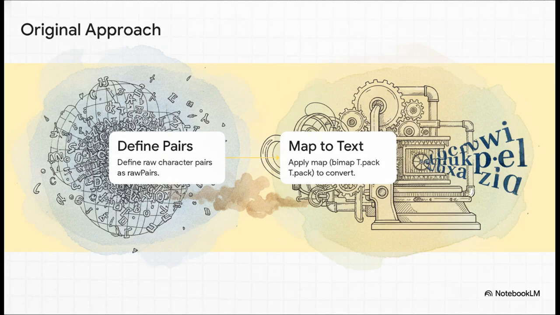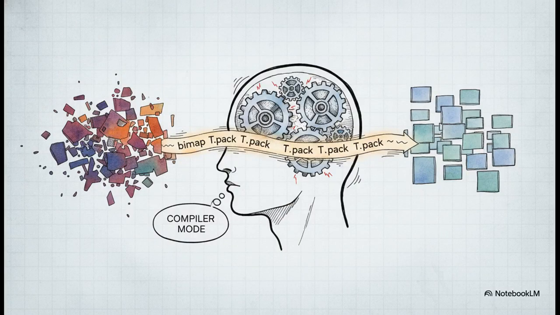Step 1, the code defined raw character pairs in a simple list. Then, in an entirely separate step 2, it applied a mapping function using bimap t.pack t.pack. Now, for a little context, t.pack is used in Haskell to convert standard strings into a much more memory-efficient text data type. But by running this mapping completely separately, the data conversion process was left totally detached from the actual data itself.